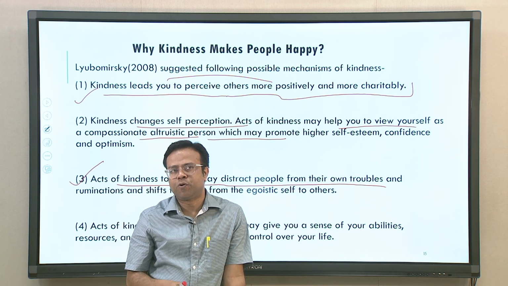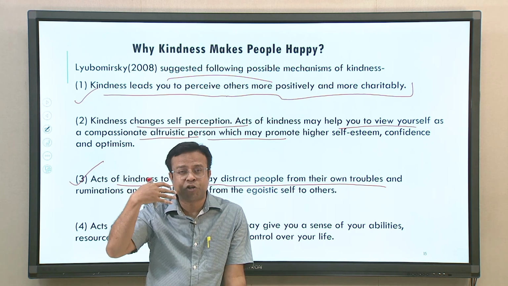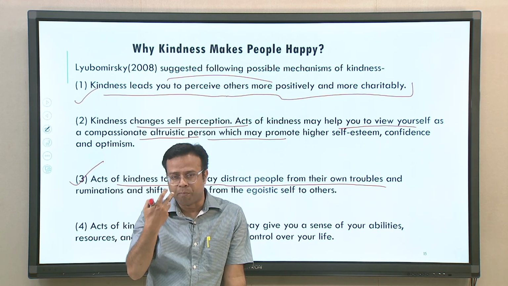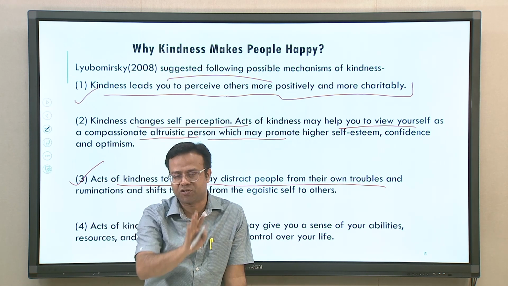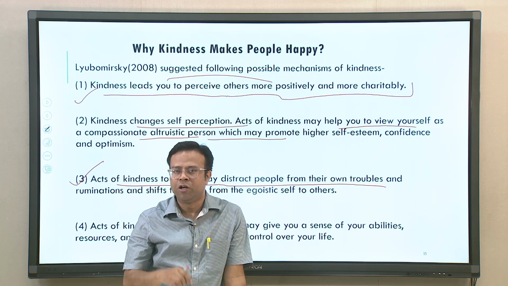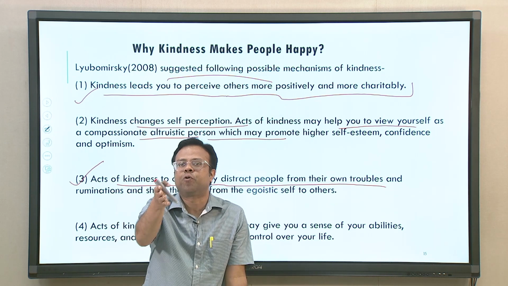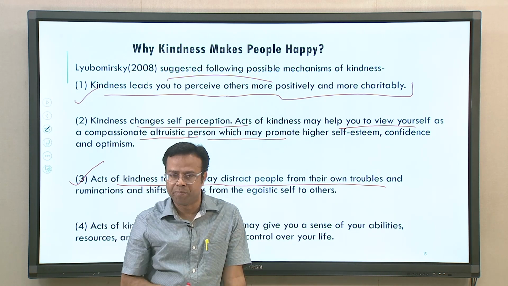So, because of this own trouble and rumination and thought processes about what is my problem and so on, it enhances all the anxiety and depression and so on. When you get distracted to someone else, the possible impact of such rumination will be much less.